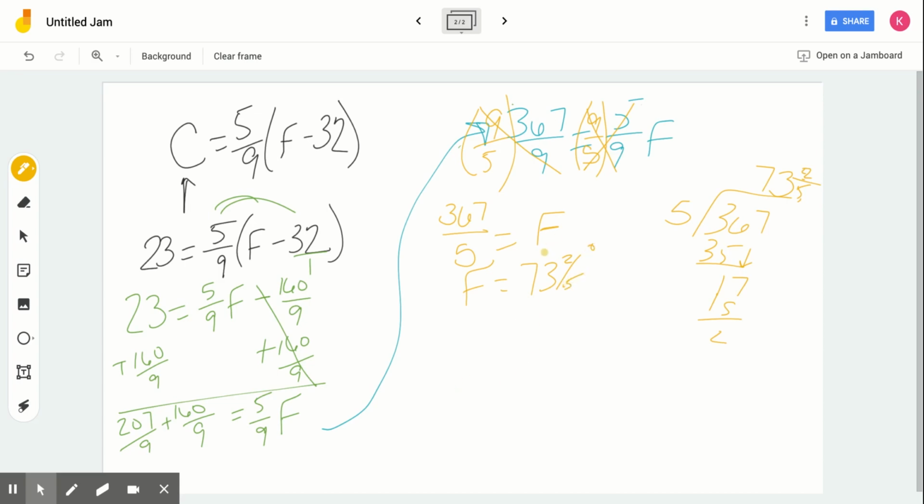Now, it's asking us, is this temperature greater than room temperature of 70 degrees? So is 73 and 2/5 greater than 70? It is. So we can say that it is greater. So we know that 23 degrees Celsius is greater than 70 degrees Fahrenheit.